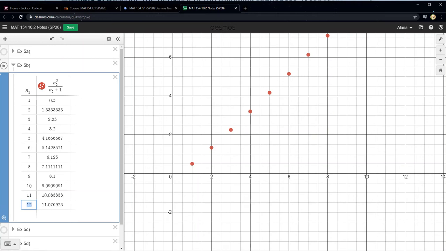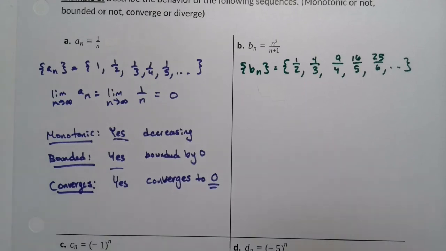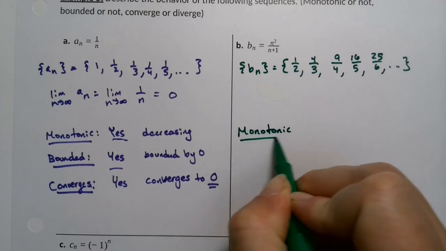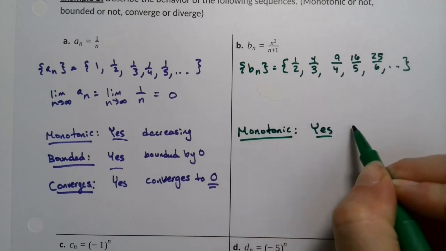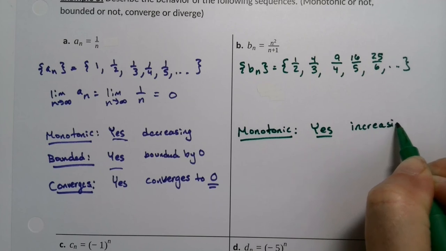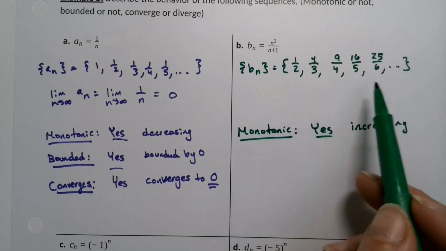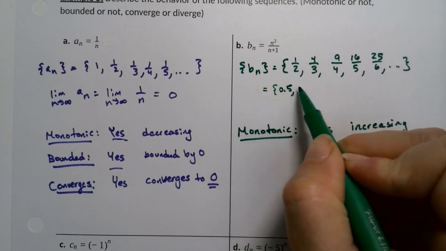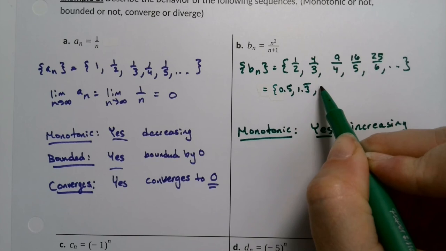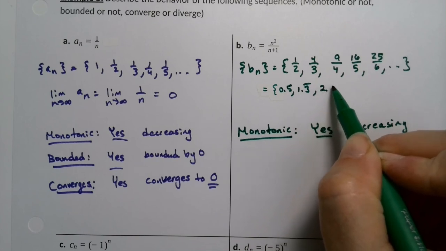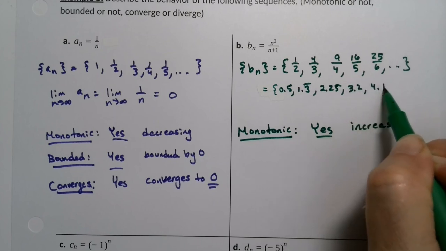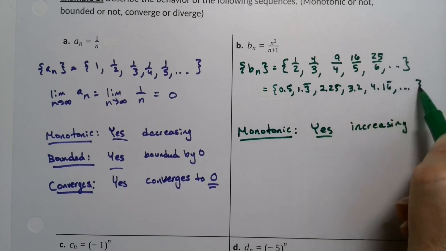And so therefore, it's monotonic, but it's not bounded. So we will say monotonic. Yes, right? It is definitely increasing. And of course, if you wanted to, you could put the decimals here, right? So this would be 0.5, 1.3 repeating, 2.25, and then 3.2, and then 4.16, and it was just going on and on and on.